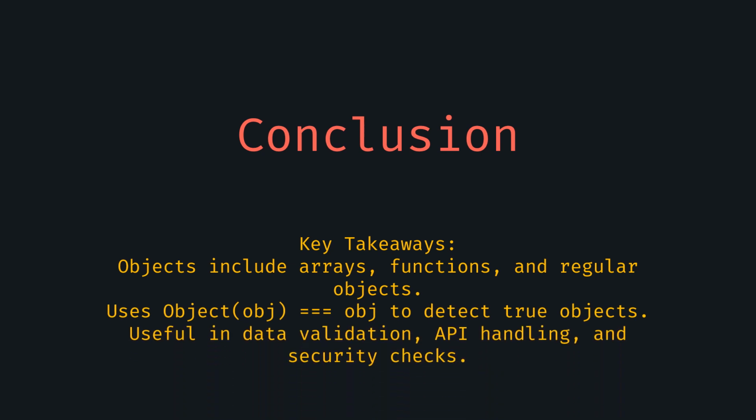This wraps up our lesson. We've learned how to distinguish objects from primitive values, ensuring accurate type handling in JavaScript applications. This method is useful in handling API responses, working with data structures, and preventing unexpected type errors. Try using it in your projects.